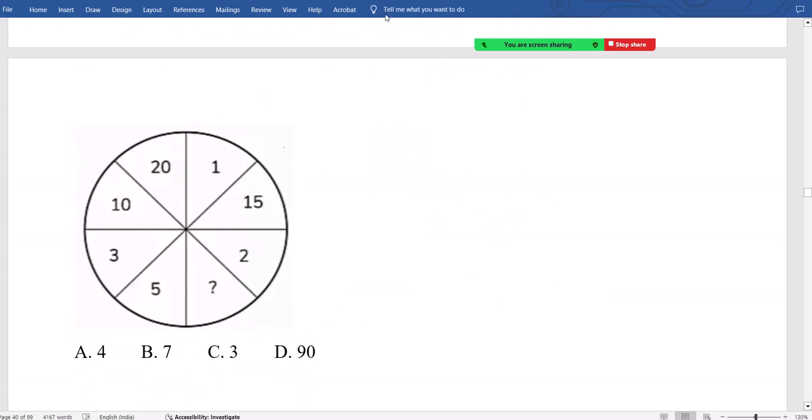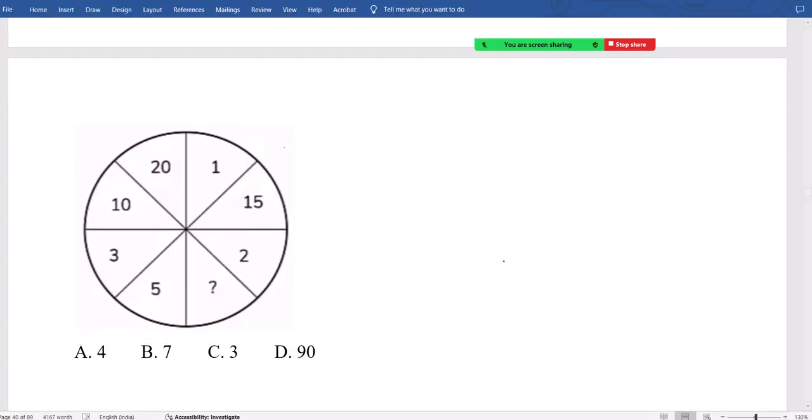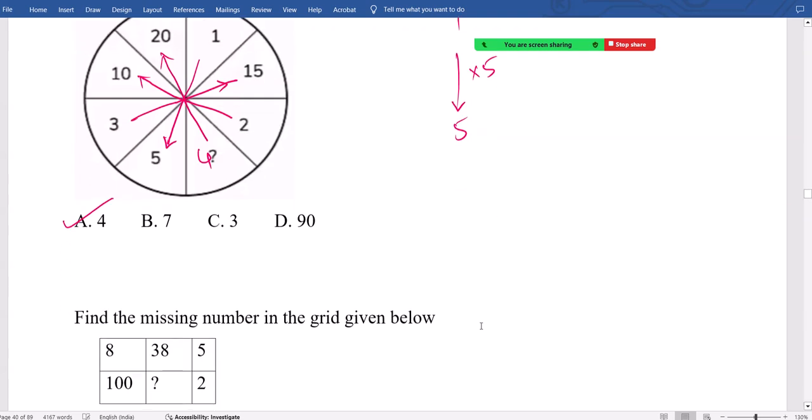What about this? What's the answer for this? 4. Yeah. So here it's like 5 relations. You can consider 1 is linked with 5, 3 linked with 15, 1 with 5, 2 with 10. It's all multiplied by 5. Very good. So multiply by 5. Next.